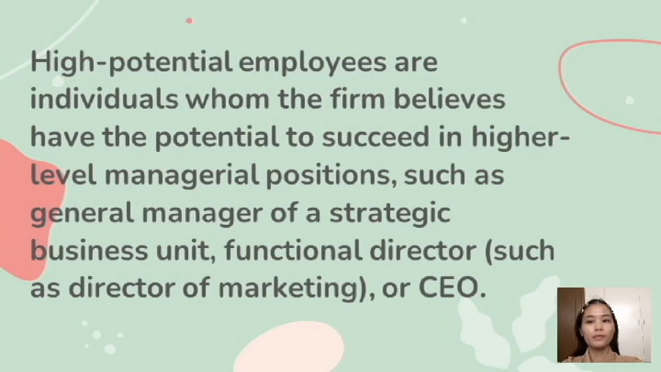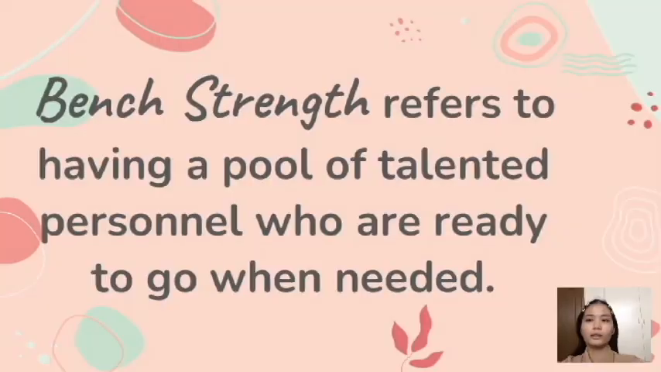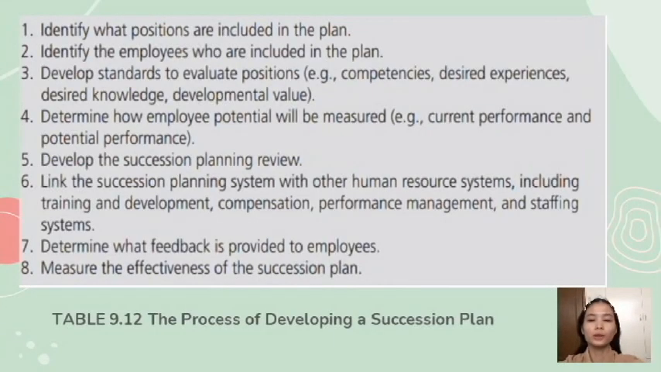Failing to identify successors because they do not want to risk potential leaders leaving the company because they are discouraged and disappointed, and a short-term focus on succession planning only when vacancies occur rather than a long-term process designed to develop bench strength. Bench strength refers to having a pool of talented personnel who are ready to go when needed. Table 9.12 shows the process used to develop a succession plan.